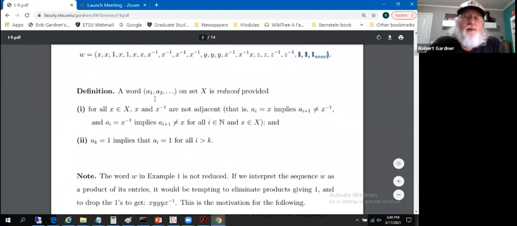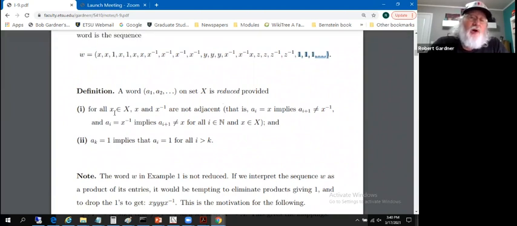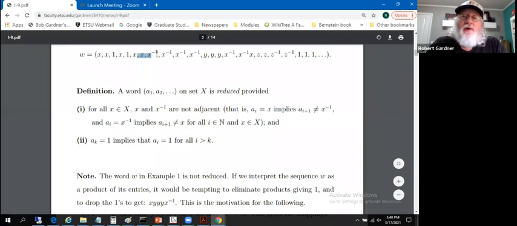So a word A1, A2, on set capital X is reduced provided for all x letters, x and x inverse are not adjacent. In other words, if a sub i equals x, then a sub i plus 1 does not equal x inverse. And if a sub i equals x inverse, then a sub i plus 1 does not equal x. So in other words, there is no consecutive x followed by an x inverse or an x inverse followed by an x. We see right here, as well as right here, that that's not a reduced word in the previous example.